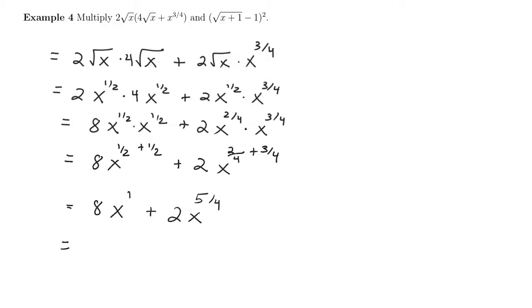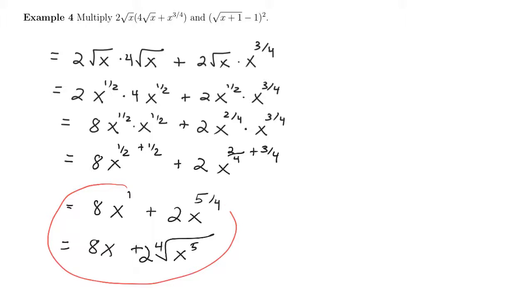You could also just write 8x, and if you'd like, you could write this as the 4th root of x to the 5th. I forgot to put the 2 in front of it, but both of these answers are completely acceptable. The idea is to multiply using properties that we already know, and then just take it one step further and use properties of exponents to combine any possible like terms.